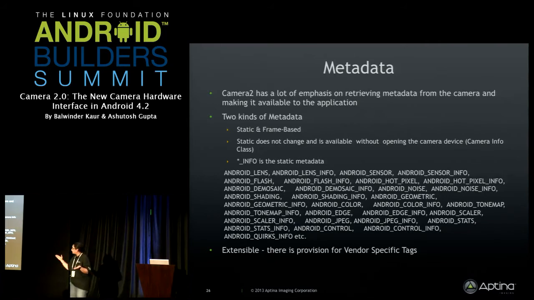And for all the OEMs in the room, there is provision to provide vendor-specific tags. So if you want to do something to differentiate your stack, this is available. Earlier, the camera parameters pipe was available to do settings to control the image sensor. The vendor-specific tags are another provision to be able to provide metadata back to the application layer. So now it's become like a two-way street instead of one-way.